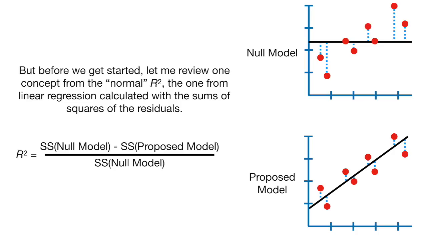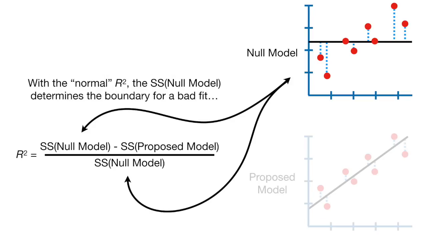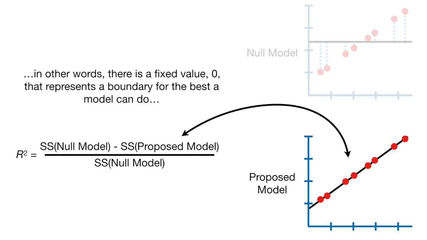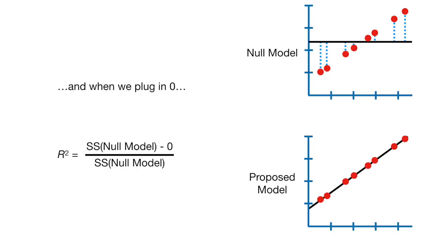But before we get started, let me review one concept from the normal R², the one from linear regression calculated with the sums of squares of the residuals. With the normal R², the sums of squares for the null model determines the boundary for a bad fit. And when the model fits the data perfectly, the residuals are all 0, and the sums of squares for the proposed model equals 0. In other words, there is a fixed value, 0, that represents a boundary for the best a model can do. And when we plug in 0, we get R² equals 1.